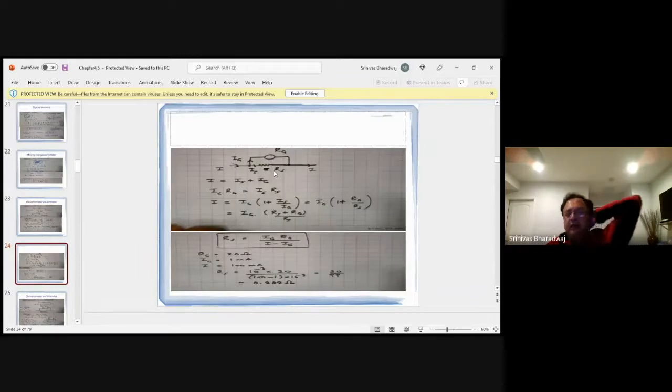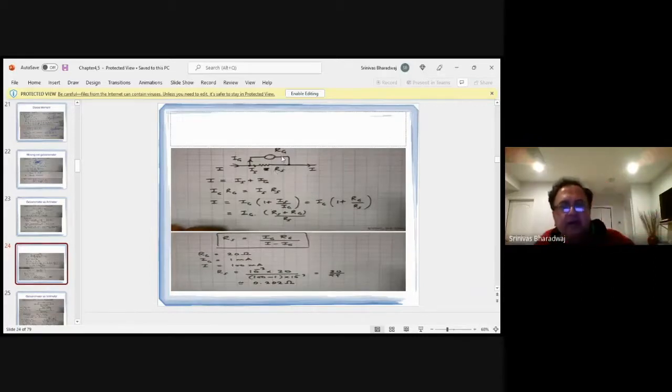Resistances in parallel: 1 by Rg plus 1 by Rs equals 1 by R. I times R is the total voltage. I times R equals Ig times Rg, right? So using IgRg equals IsRs, you can easily calculate these things.